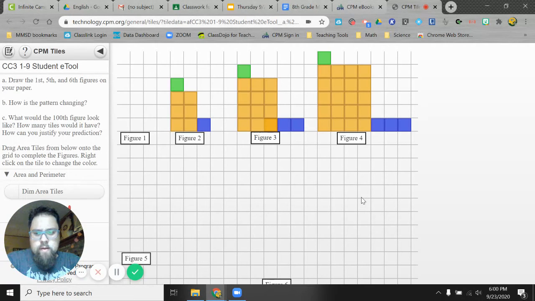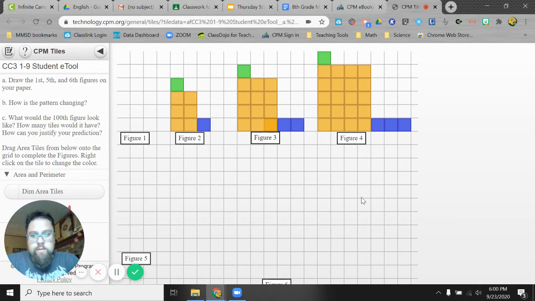So what pattern are you noticing there? And then how does that apply to figure 100? Okay, so that's the blue part. You've got to figure that out. The most difficult part is the orange part because it's growing in a way that's not just consistent every time. Like green's easy, it's consistent. It's 1 every time. Blue's not too bad because you can relate it to the figure number. We can also relate the length and width of the orange rectangle to the figure number.